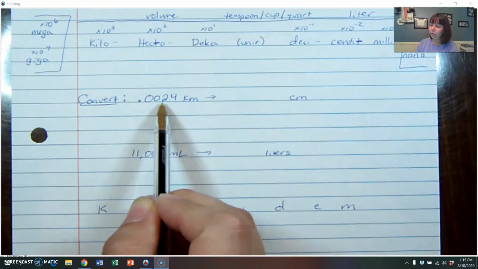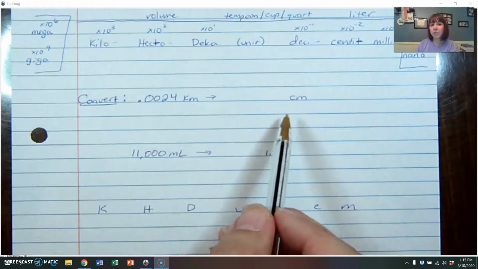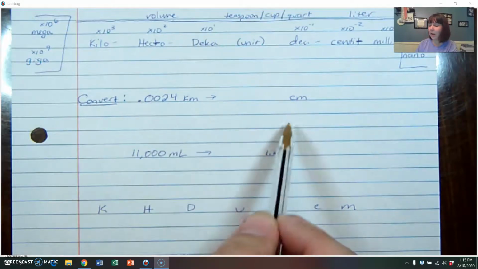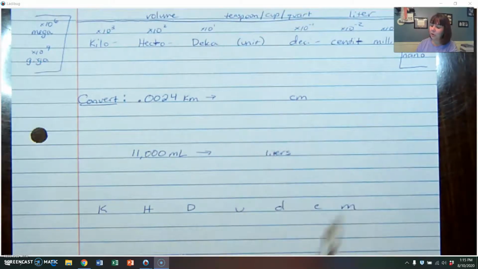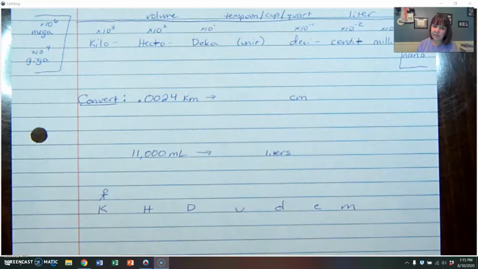Let's say we've got 0.0024 kilometers, but we want to change that into a smaller measurement so we don't have all these zeros at the beginning. We want to change it to centimeters. So in order to convert, what I like to do is imagine a little man standing here on the kilo prefix, and he wants to go down here to the centi. That's his object. He wants to go down here.